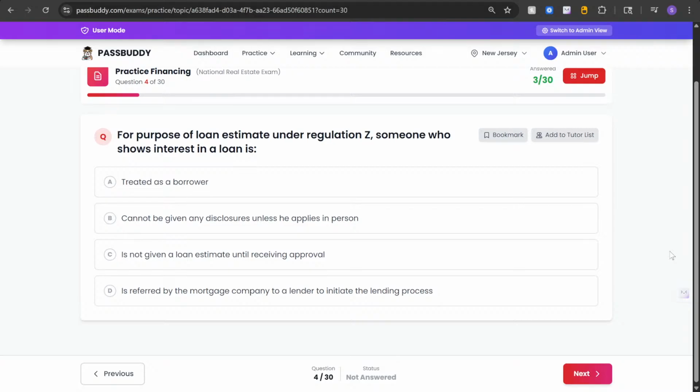Okay. So, for the purpose of a loan estimate under Regulation Z, someone who shows interest in a loan is treated as a borrower, cannot be given any disclosures unless they apply in person, is not given a loan estimate until receiving approval, or is referred by the mortgage company to a lender to initiate a lending process. What say you? What say you in the chat? Okay. What say you in the chat?